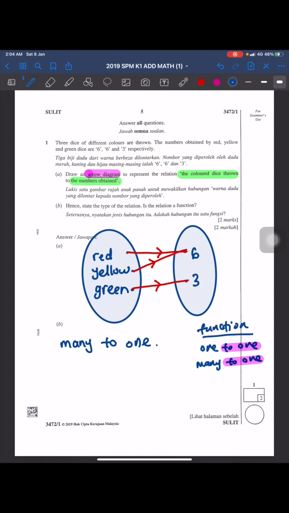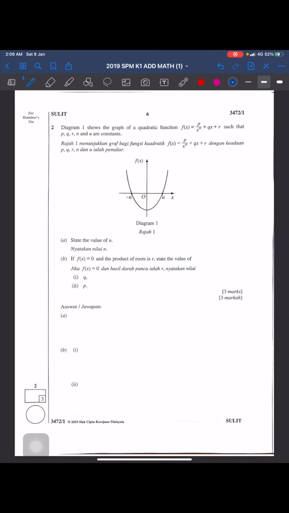Okay, so untuk soalan ni kita tengok kita adalah many to one. So jawapan dia, is the relation a function? Yes. The relation is a function. Okay, so saya rasa itu saja untuk soalan nombor 1. Okay, so next we proceed with number 2.